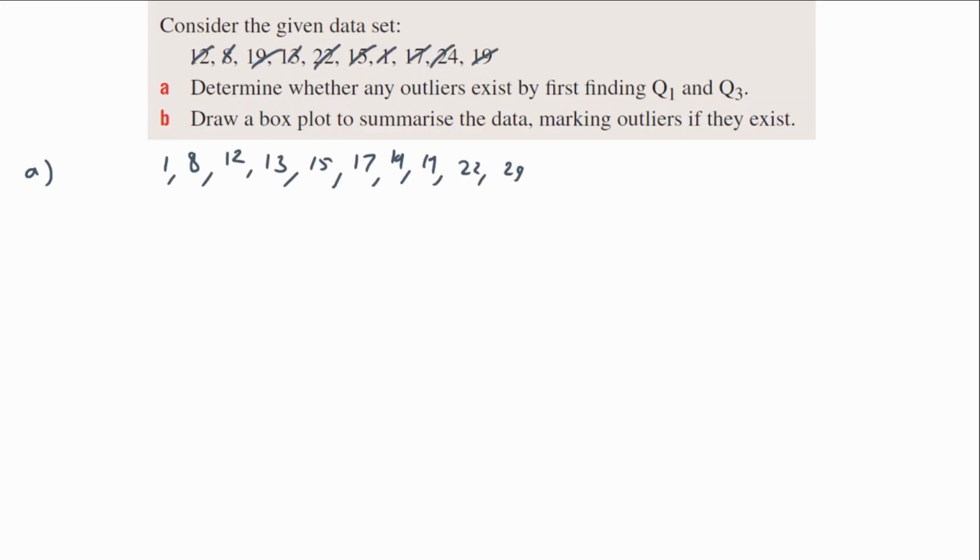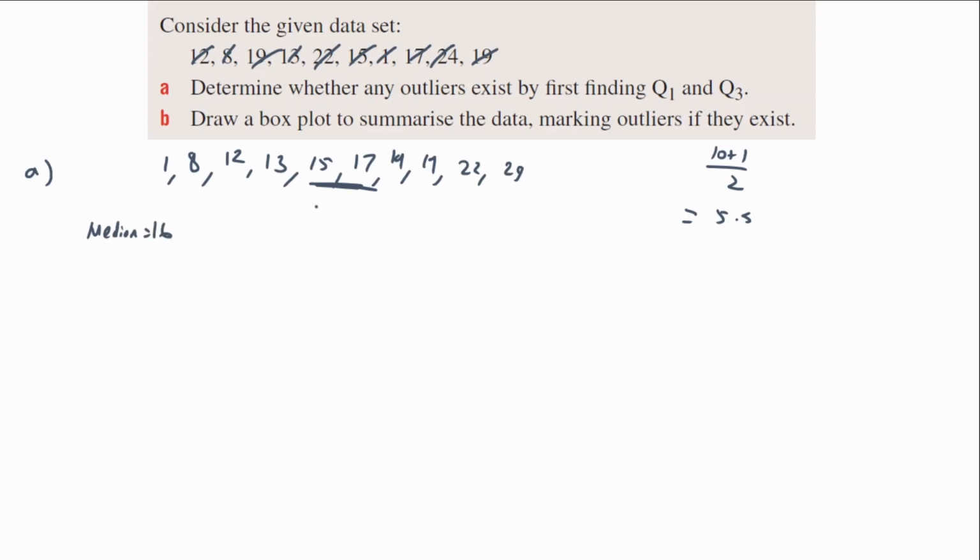If you count them up, there's a total of 10 values. So my median is going to be 10 plus 1 over 2, which gives me 11 divided by 2, which is 5.5. So my median is going to be between the 5th and the 6th value. That's 1, 2, 3, 4, 5, 6. It's going to be between 15 and 17, and the average of 15 and 17 is just going to be 16. So my median is 16.